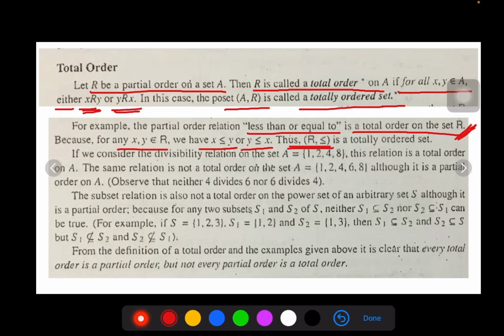We take an example, for example, 1, 2, 4, 6, 8. The divisibility relation is not a total order on the set 1, 2, 4, 6, 8. So you have to understand why this is not a total order. You have the divisibility relation defined here: 1 divides 2, 2 divides 4, 4 divides 8, and each divides itself, true.